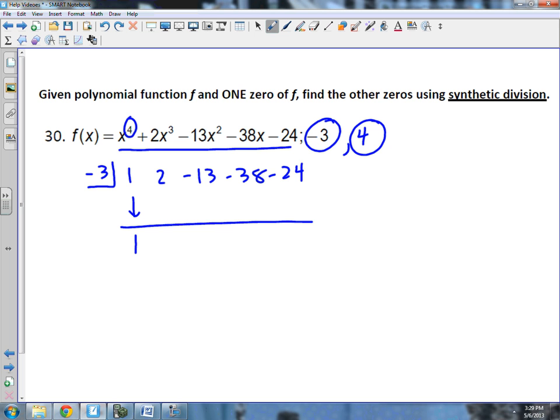So synthetic, again, just a real quick recap. You bring your first term down, you multiply. 1 times -3, you add straight down. You multiply with -3, and you add straight down. You multiply, and you add straight down. And what should happen is that your remainder should be 0.